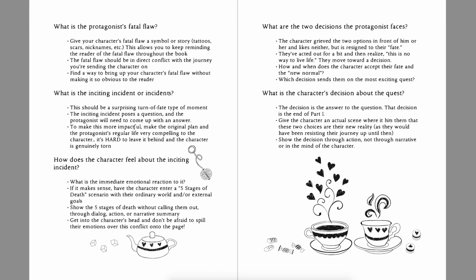So we did that. How does the character feel about the inciting incident? Okay, what are the 2 decisions that the protagonist faces? So for Katniss, the decision point is that she's going into these Hunger Games whether she wants to or not. But the decision point is, is she going to participate, because she does not believe in the Hunger Games. She doesn't want to be a piece in these games. She feels like a chess piece.